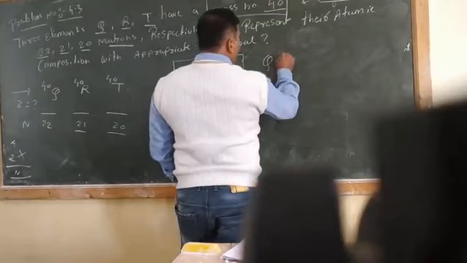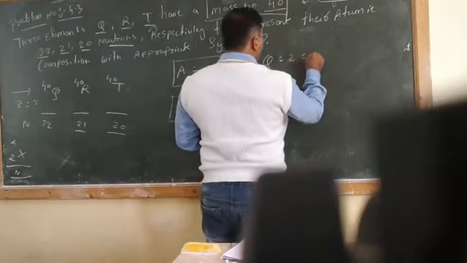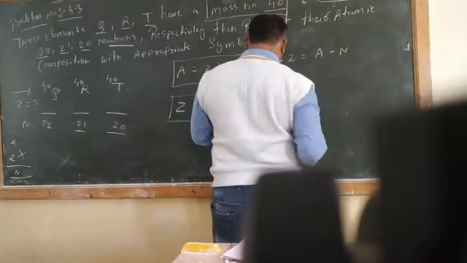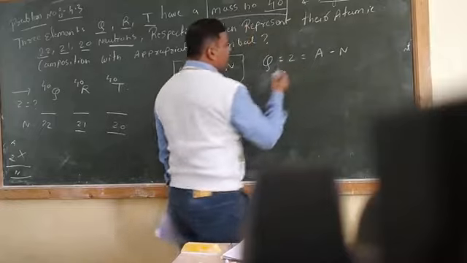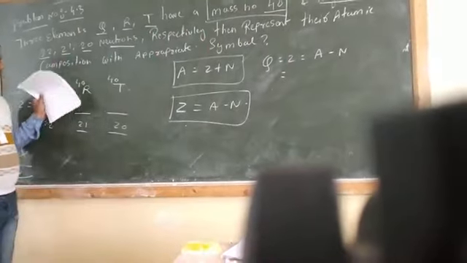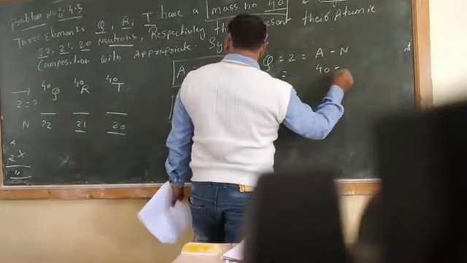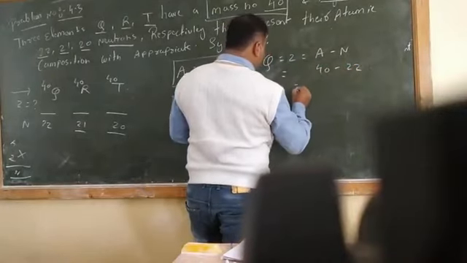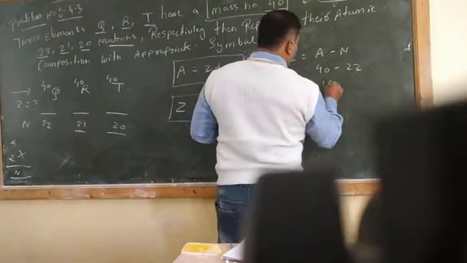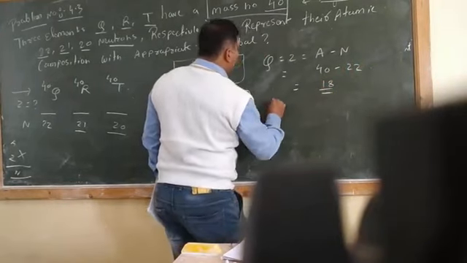Q का देख लो. Q will be Z is equals to A minus N. So what is the A in the case of Q? 40. Then what is N? 22. What will be the answer? 18. Let's go for the R.